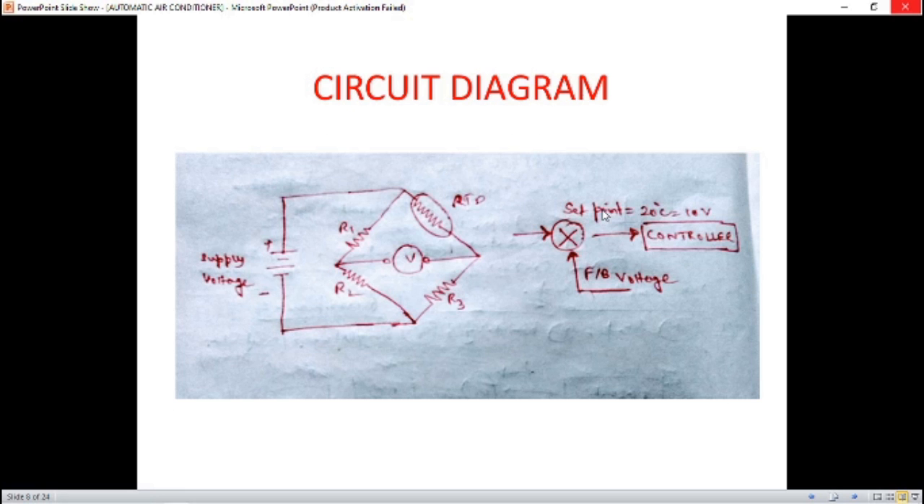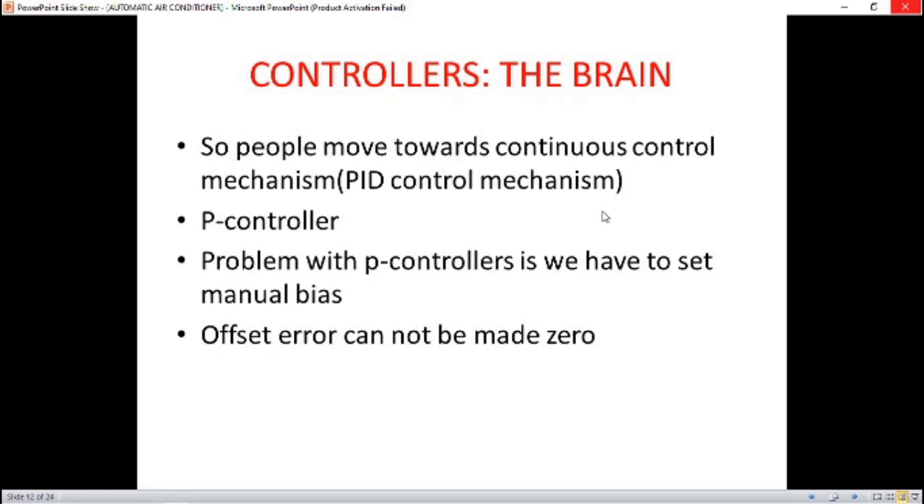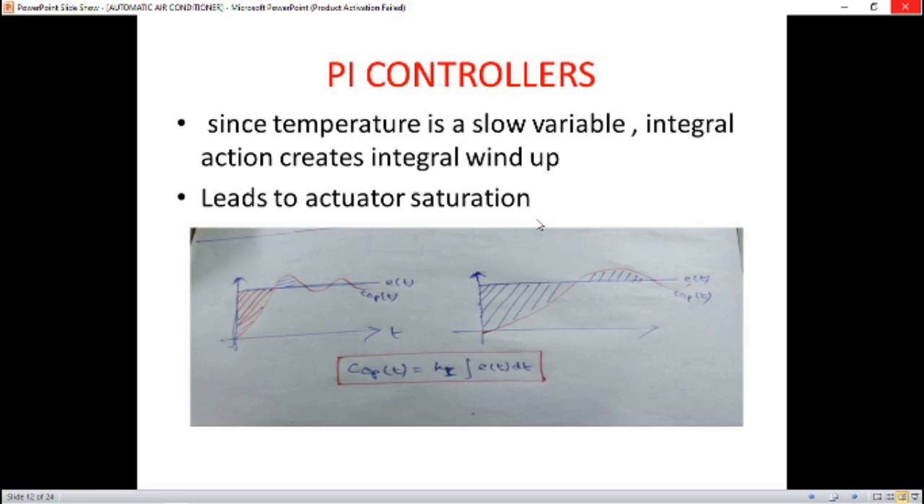Now to reduce that error, people started going towards the PI control mechanism. PI controllers are a good thing, but the problem with PI controllers here is that temperature is a slow variable. Now if we see this diagram, this is my set point. I have written it as et, but this should be set point. I have written it mistakenly.